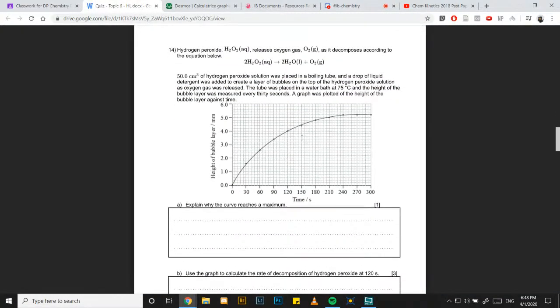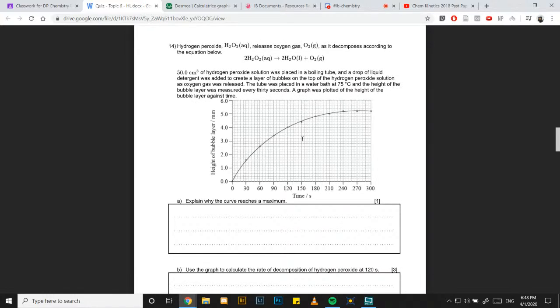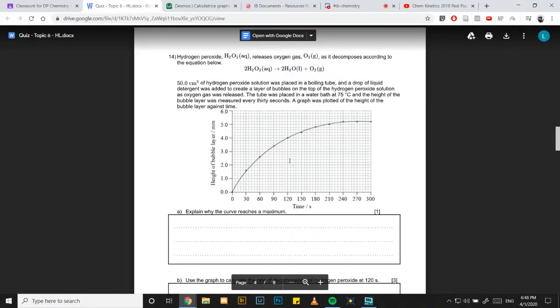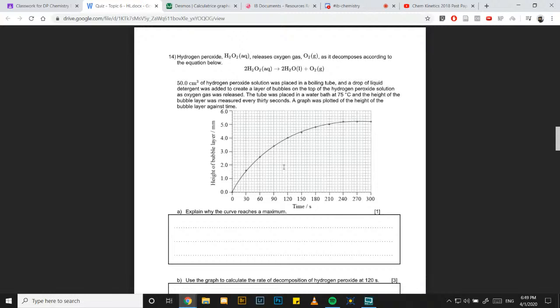Oh yeah, over here I don't think I can exactly draw it because I'm on my computer, but whatever it is, I can explain the answers. So hydrogen peroxide, H2O2, decomposes and releases oxygen gas, O2. I'm not going to read through everything. I don't think you need to read through everything. Explain why the curve reaches a maximum. It's a rate of reaction.